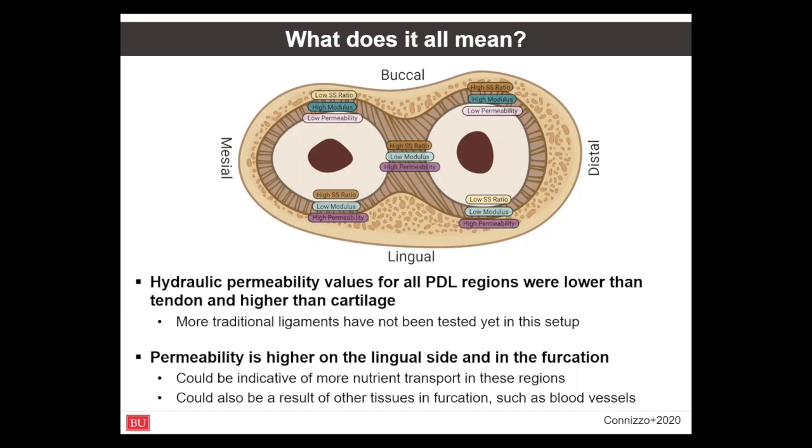So one thing I want to point out here is that we know that there are other tissues such as blood vessels present in the furcation, and we haven't done any characterization of vasculature using this rheology setup. So we really don't know if the mechanical properties could be relevant to vasculature. So that's kind of a source of future study.